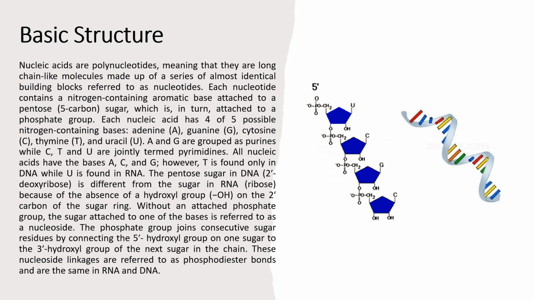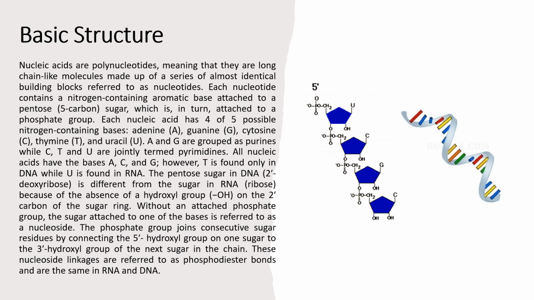Now, in terms of the basic structure, nucleic acids are polynucleotides, meaning that they are long chain-like molecules made up of a series of almost identical building blocks referred to as nucleotides. Each nucleotide contains a nitrogen-containing aromatic base attached to a pentose, 5-carbon, sugar, which is in turn attached to a phosphate group.